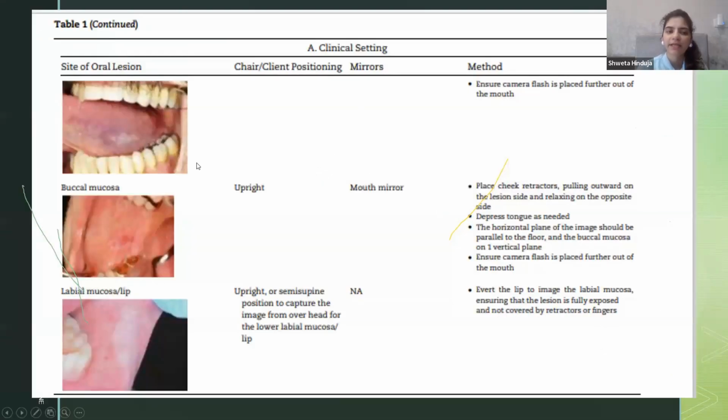This is how you would take it for the lateral border of the tongue. So ensure that the camera flash is placed further out of the mouth. Basically, how even the color, texture, and consistency are so important when it comes to the diagnosis of oral medicine, that intraoral photography becomes even more important. So maybe you can take a screenshot of all these lesions and slides and keep them.